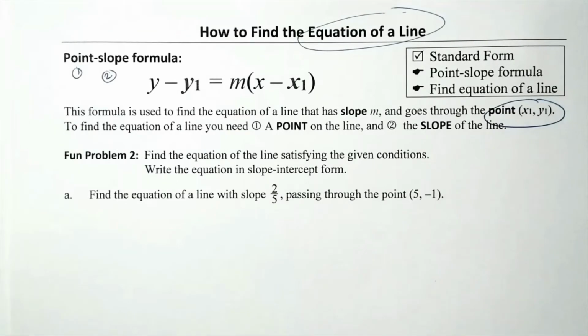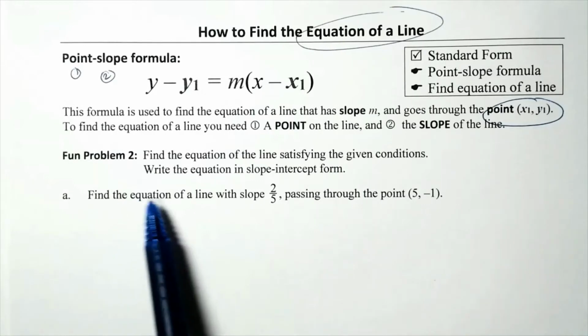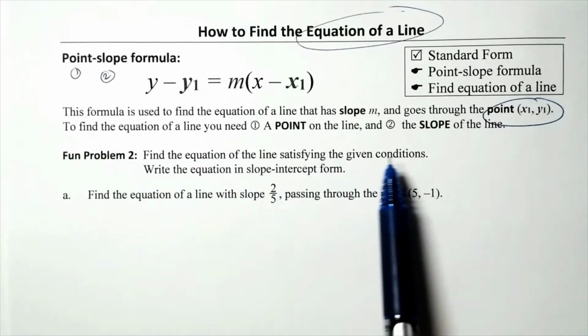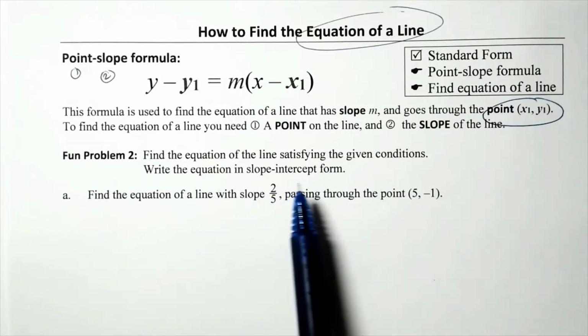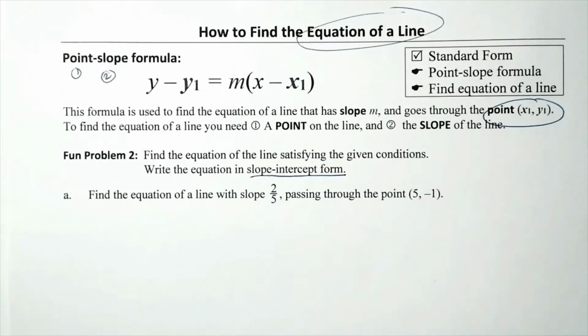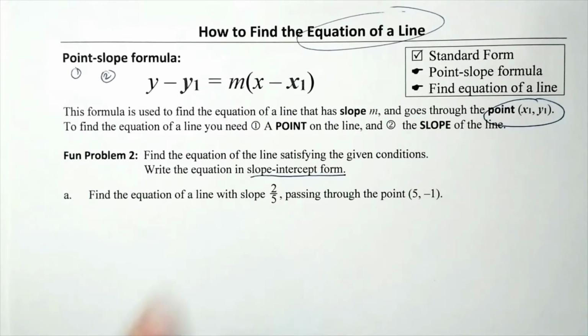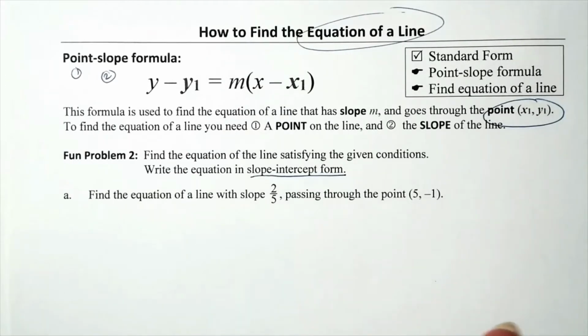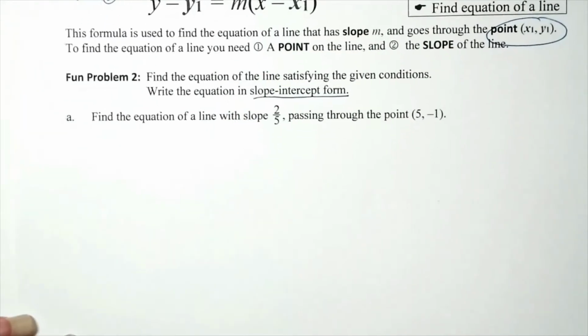So let's do this. Fun problem number 2, the directions read, find the equation of the line satisfying the given conditions. Write the equation in slope-intercept form. So in short, we're supposed to find the equation of a line given this information. Because there are different ways to write the equation of a line, we have to be told in which form we should write it. And in this case, we are asked to write it in slope-intercept form. All right, let's knock this out.